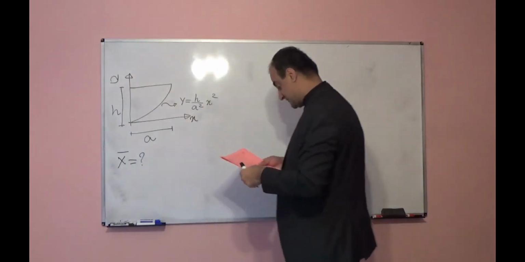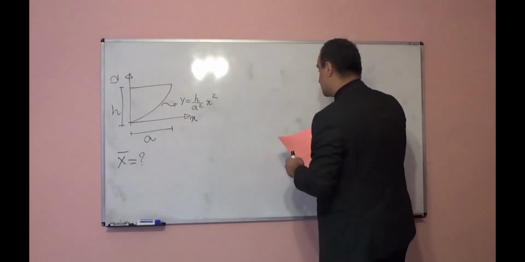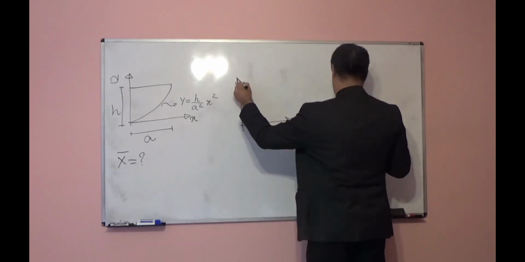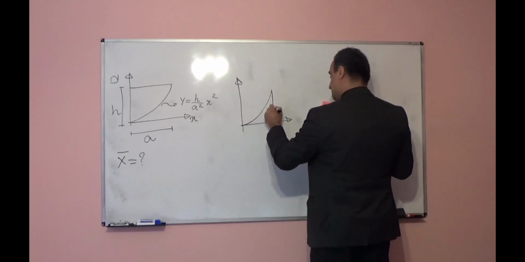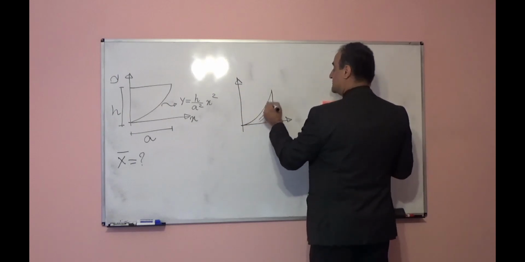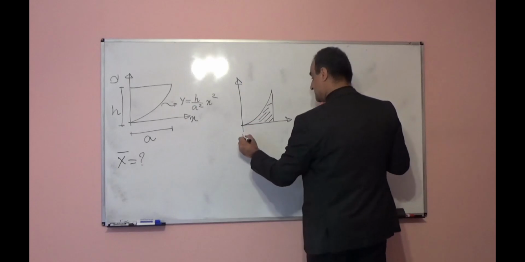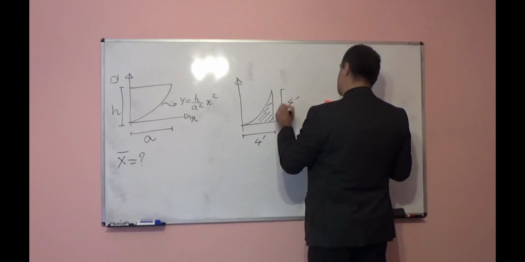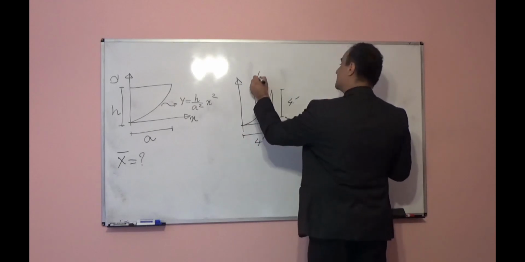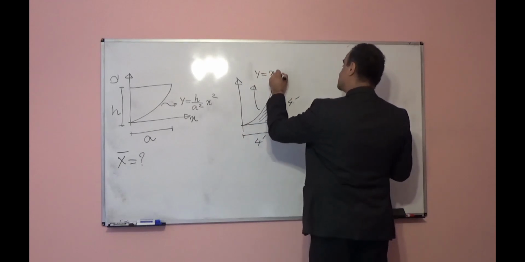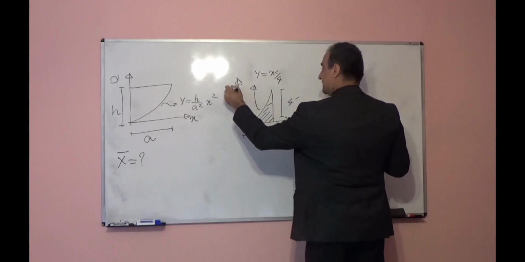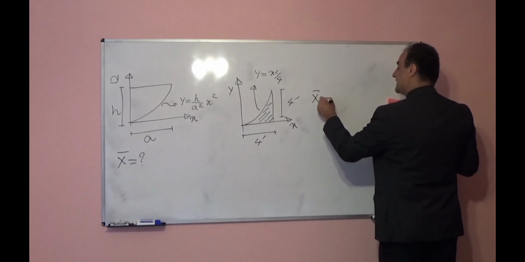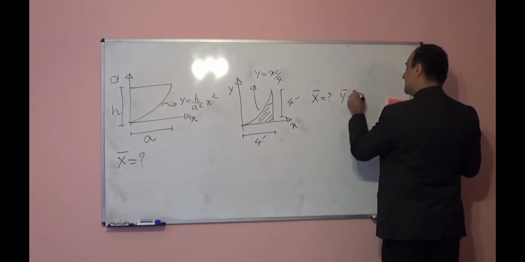This is one problem. Another problem, you have this shape, you have this curve. For this shaded part, you will find the centroid. This is 4 feet. This is 4 feet. The equation for this is y equals x squared over 4, in the y direction and x direction. Find x bar, find y bar.